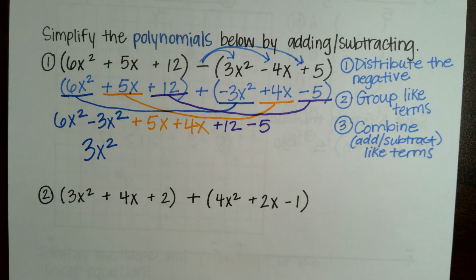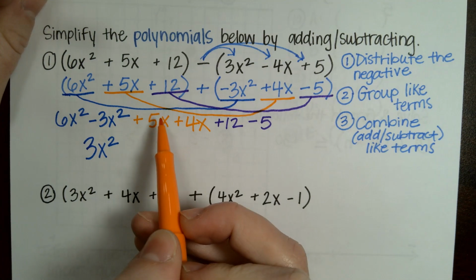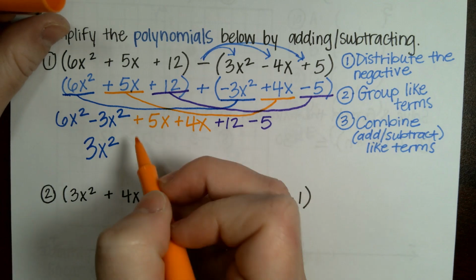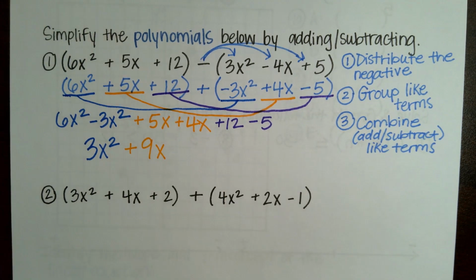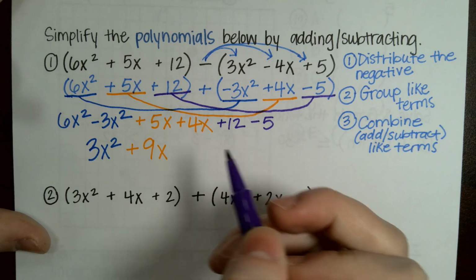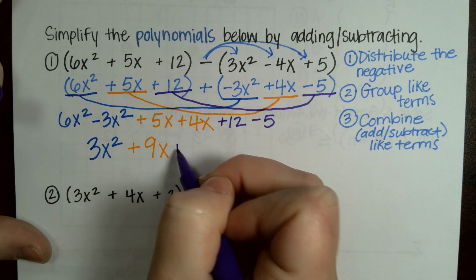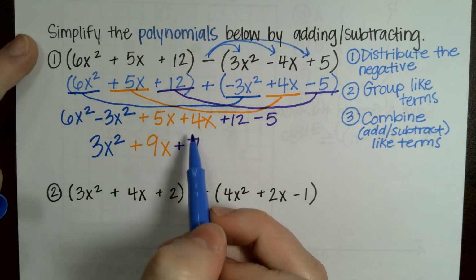Okay, and what's next? Plus 9x. I've got 5x plus 4x. That is 9x. So plus 9x. And then I've got 12 minus 5. What's that? 7. Is it a positive or a negative 7? Yeah, it's a positive 7. So I'm going to write plus 7. And that is your answer, guys. So you circle it. Please circle it.